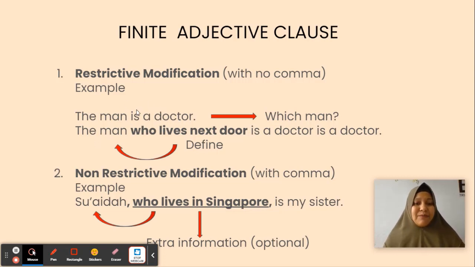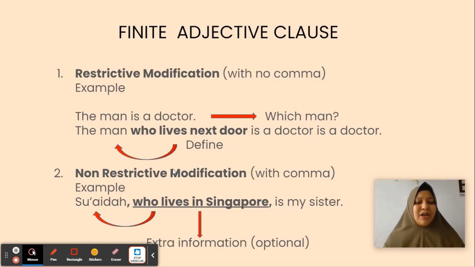This is a main clause, or a sentence. We don't know yet which man is a doctor. So there will be a question because this is not clear which man is a doctor. And then we need to put an adjective clause here to modify, to define the man. So the sentence: the man who lives next door is a doctor.